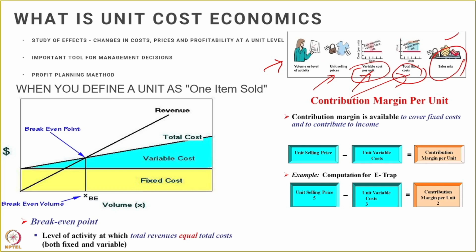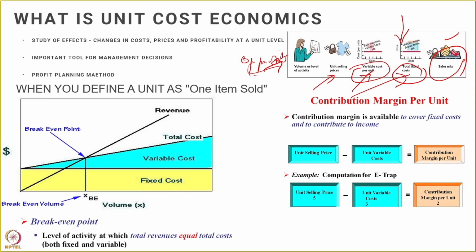And finally, the sales mix. If you are going to be selling more than one type of a product, the percentage proportion of each of these products is what is called the sales mix. So when we change the sales mix, keeping all other things the same, we see what is the impact on operating profits.